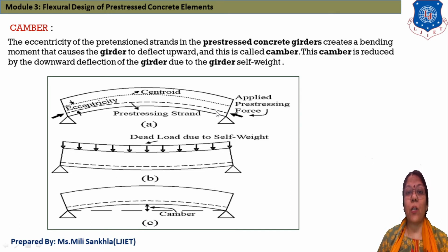Our pre-stress concrete member is then subjected to external load. This image is the first image when our pre-stress concrete member is subjected to external load. Now in the second, look at this. The pre-stress concrete member is subjected to deflection in the downward direction due to dead load, and this dead load is nothing but the self weight of the pre-stress concrete member.